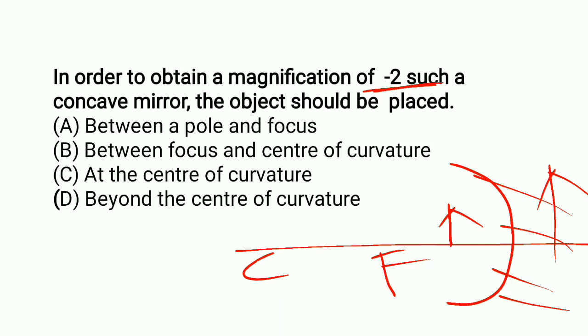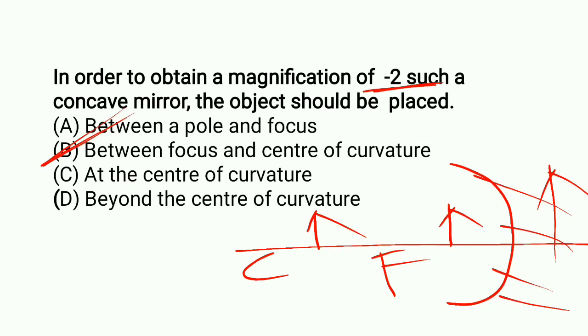Now option B, we have between focus and the center of curvature. When the object is kept between focus and the center of curvature, the image is formed beyond C and enlarged. Enlarged means the magnification is greater than 1. So option B is the correct answer.